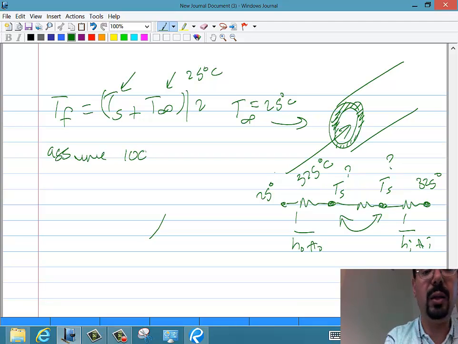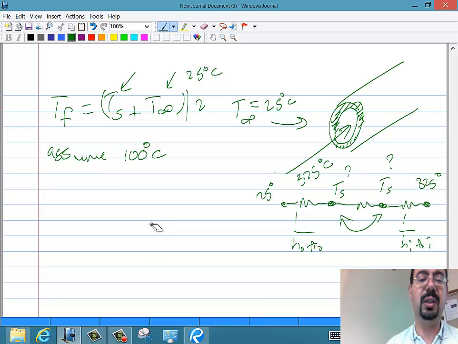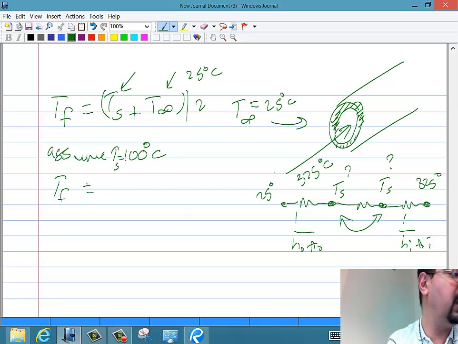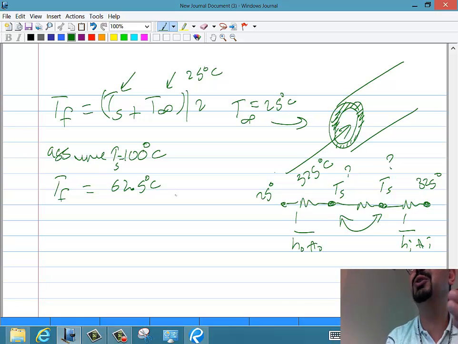I know you don't really like trial and error in the exams. So let's hope there's not that many problems like this. But if you assume TS equal to 100, then T film becomes (25 + 100)/2, that's 62.5 degrees C. And then my table actually is like 60, 70, so I don't want to interpolate in my table, especially since I'm the one assuming the temperature. Why should I assume a temperature that gives me a lot of headache to start with? So let's just call it 60.